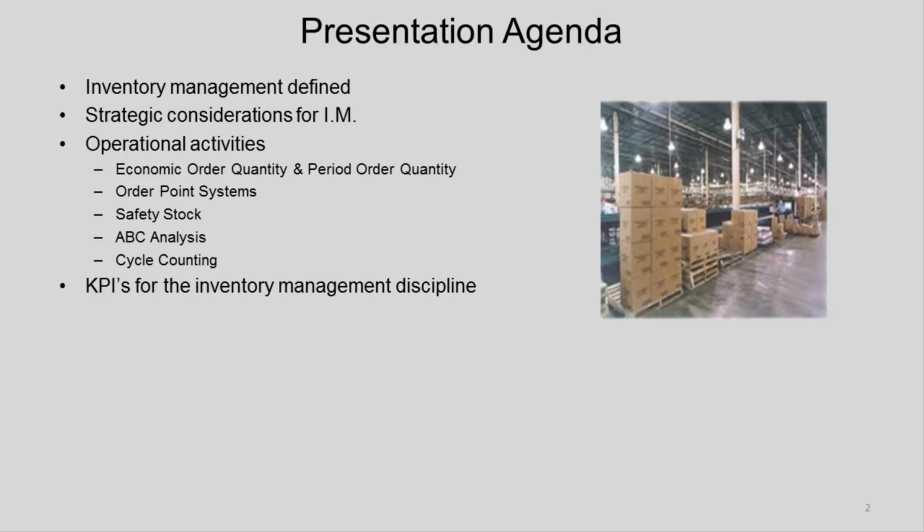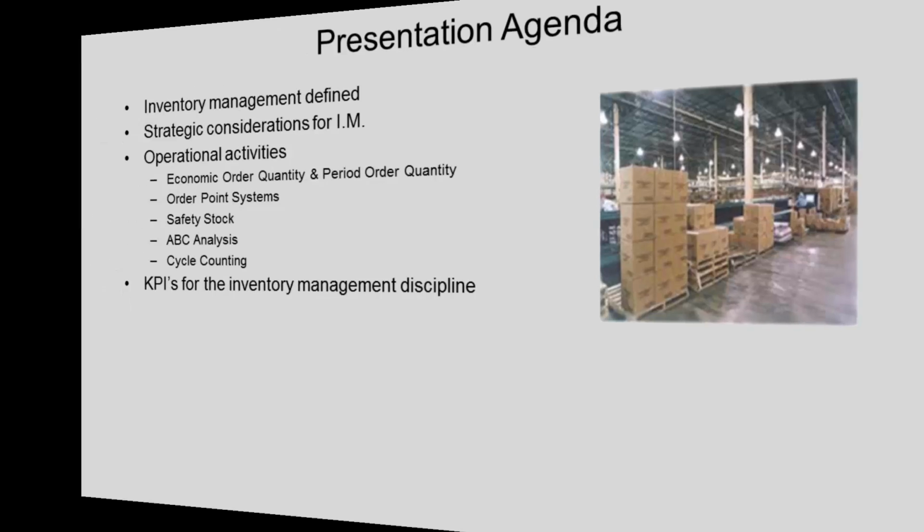Things like economic order quantity, periodic order quantities, order point systems, safety stock, ABC analysis, cycle counting. I have a lot of information about these points. So if you're not familiar with this terminology, don't worry about that just yet. And as we've seen in previous modules, we also want to establish some key performance indicators, in this case for the inventory management discipline. So this is a pretty busy module full of information. Let's get down to it.